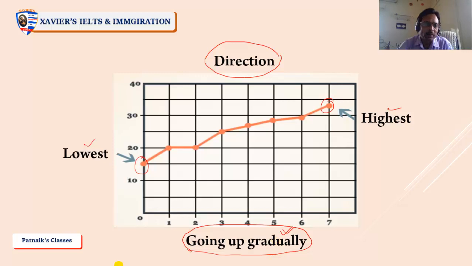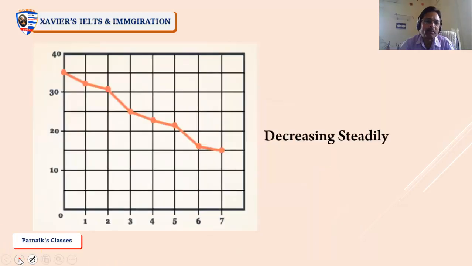Similarly, for going down, what kind of words will we use? We will use decreasing steadily. See, this is the starting point. It was at the highest value, and at the end of the period it decreased and reached a lower level. The trend also did not decrease all of a sudden; it decreased at a particular interval. This type of downfall we can describe as decreasing steadily.